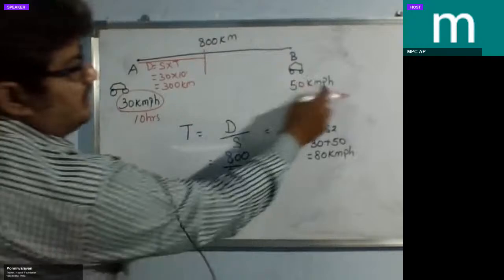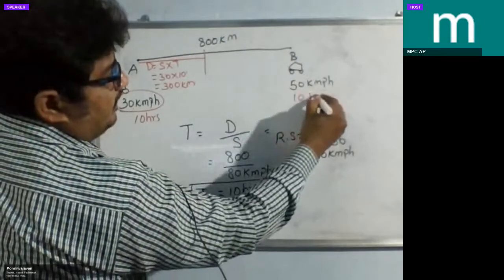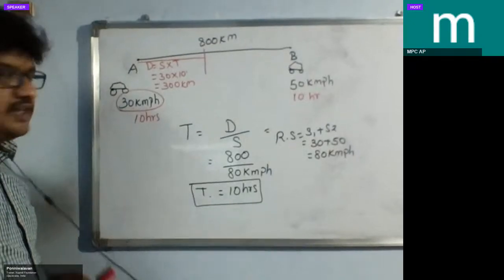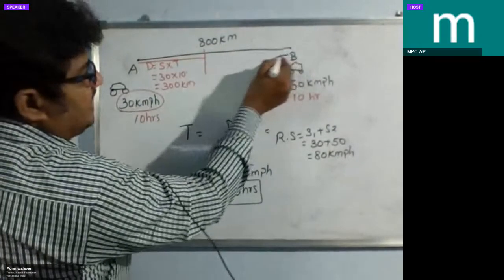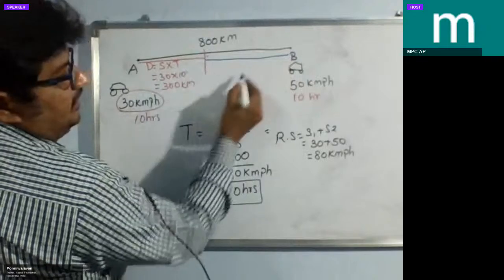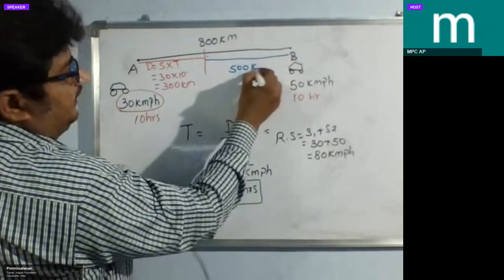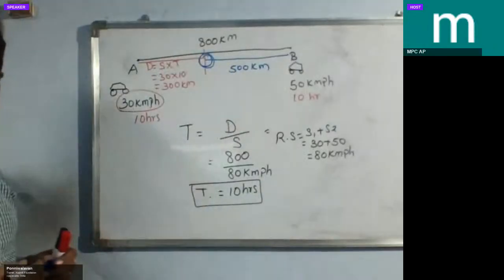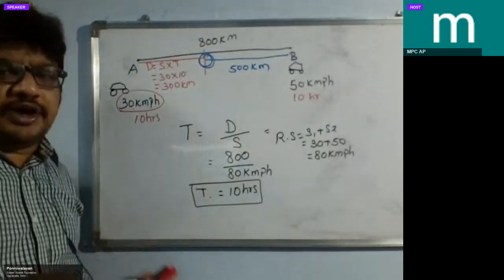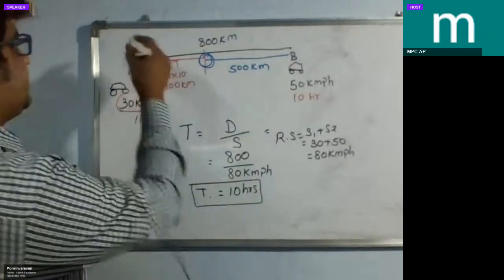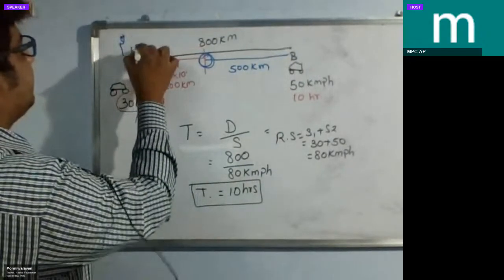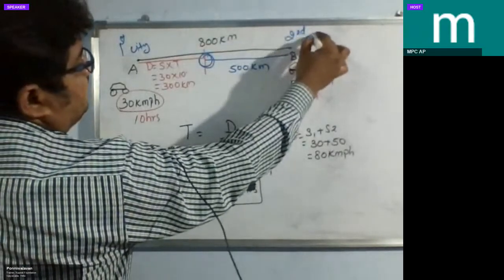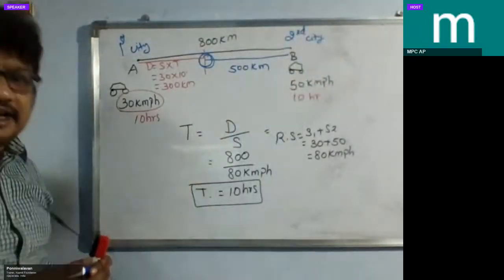And this car travels at 50 kilometer per hour for 10 hours. So what is the distance traveled by this? 500 kilometer. So the meeting happened at this point. This is the first city and this is the second city. Are you clear?